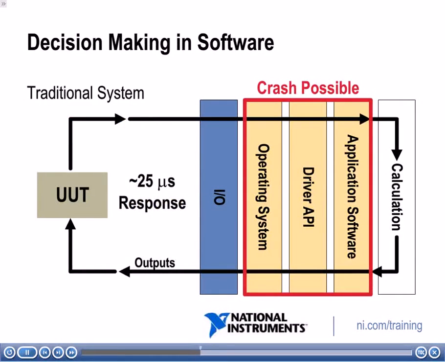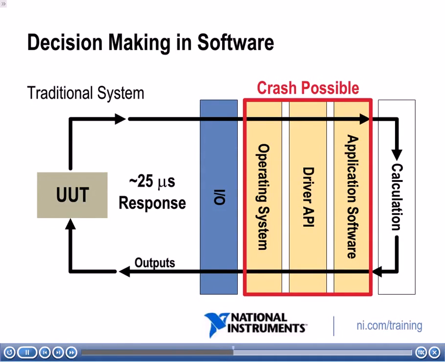In this slide, we see how decision-making is done in software. If you look at a traditional system, notice that you've got your UUT, your unit under test, and you have all these layers between the hardware and the actual calculation. You've got your UUT there, and it has to go through an I/O layer. Then it has to run on an operating system, and then it has to go through a driver API, and then your application software, which you're defining the calculation on.